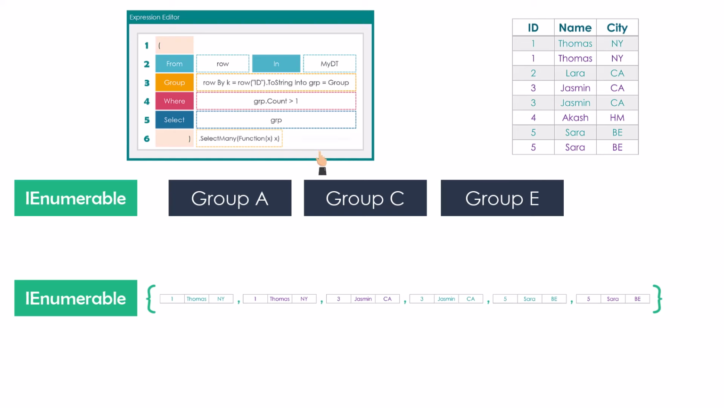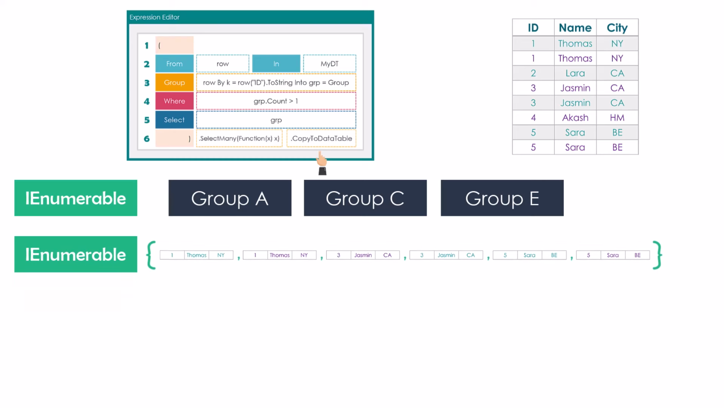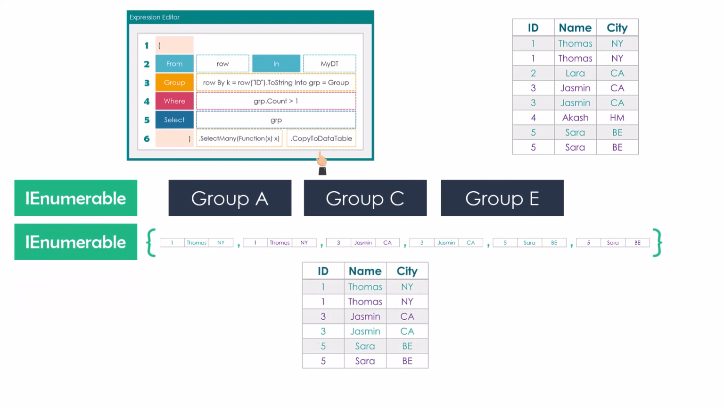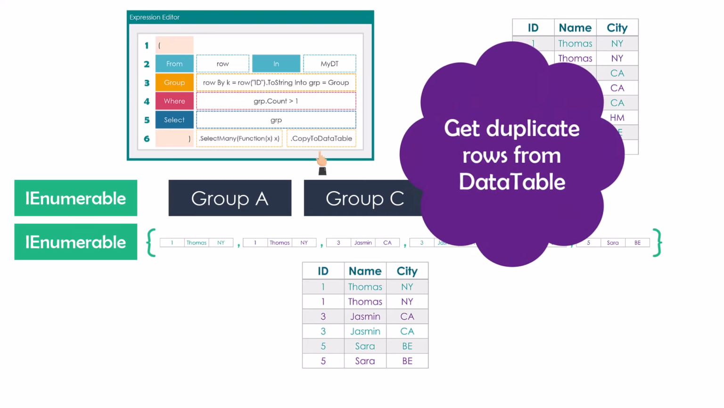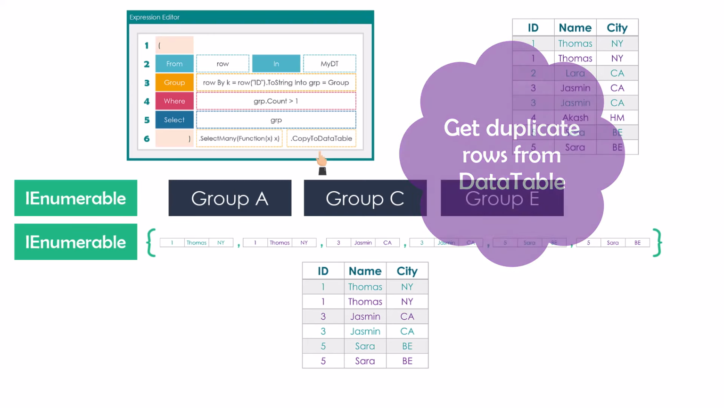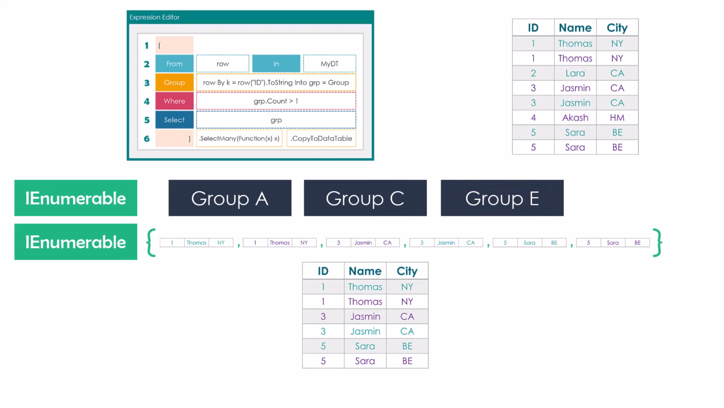Let's also add the CopyToDataTable method, to convert the output to a data table. So the result now is the following table, which contains the rows after grouping. By the way, this query is to get the duplicate rows from a data table using one column. I hope it's clear for you now. If you still have questions about this query, please write us back.